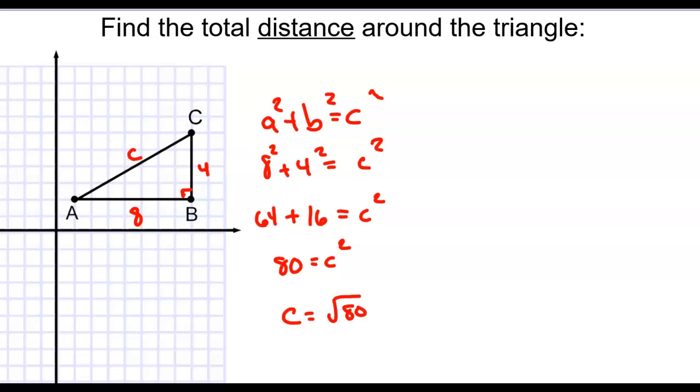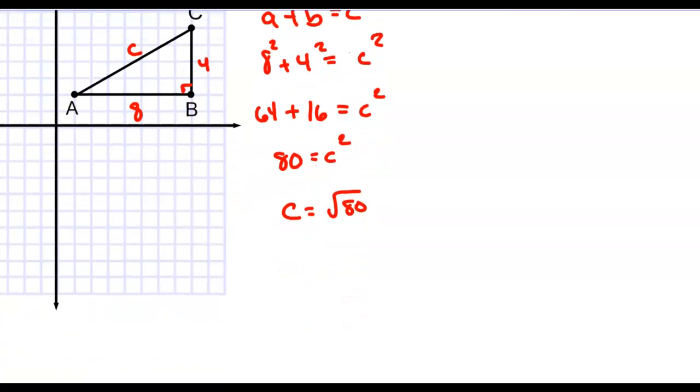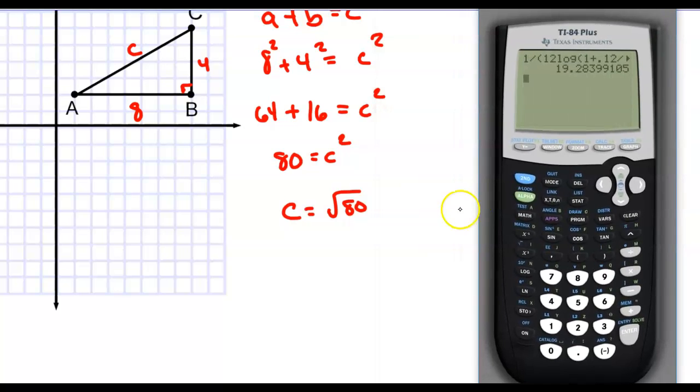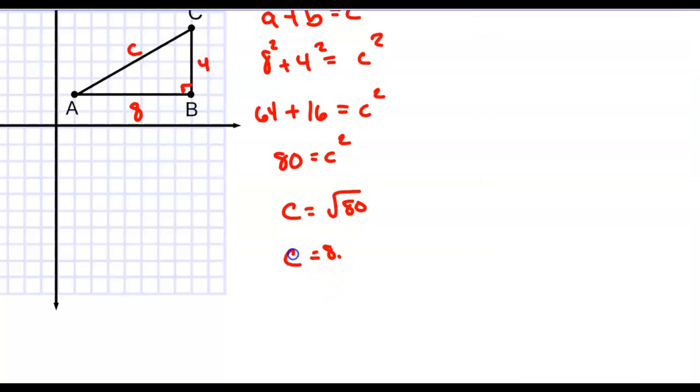Okay, and you can approximate that. Use the calculator. Square root of 80. So here's my TI-84 calculator. Square root of 80. Hit enter, and you get 8.99. So c would be approximately 8.9. It's not perfect, but it's pretty close. Okay.